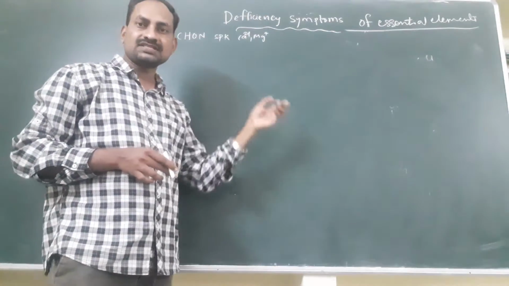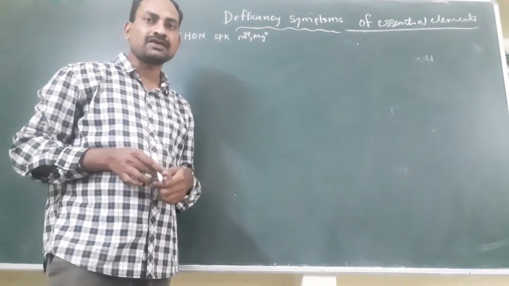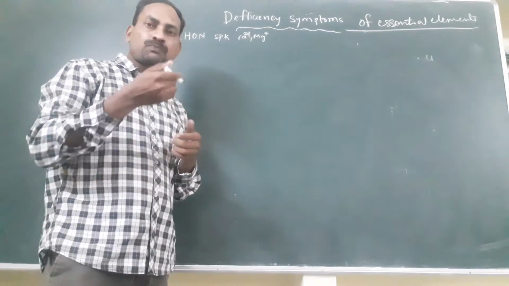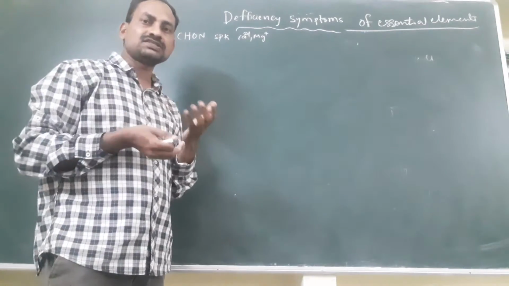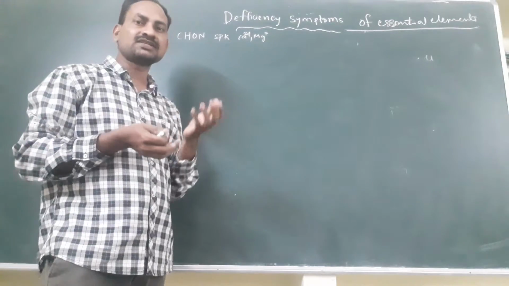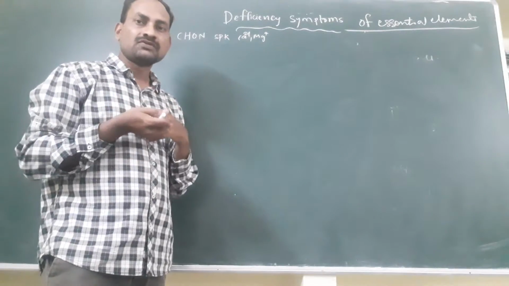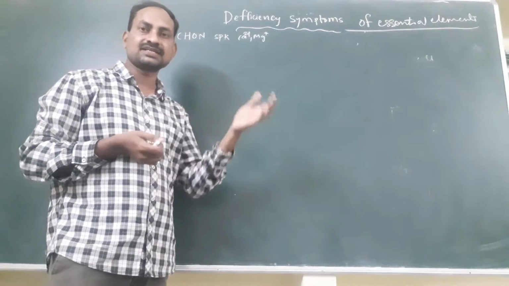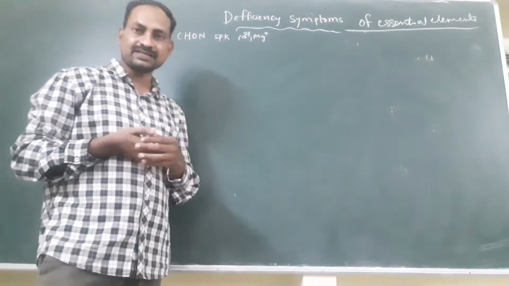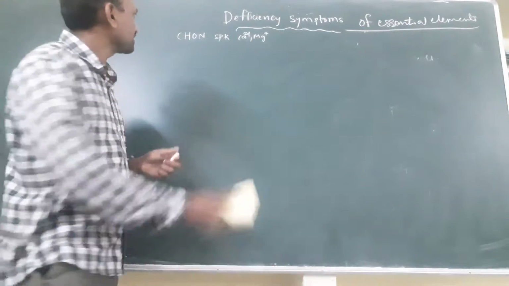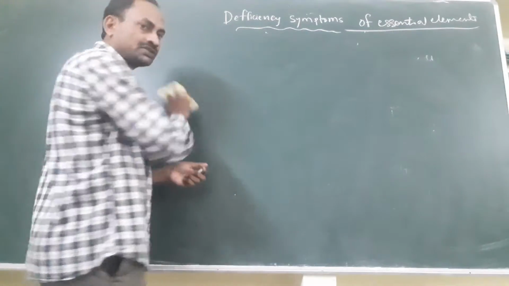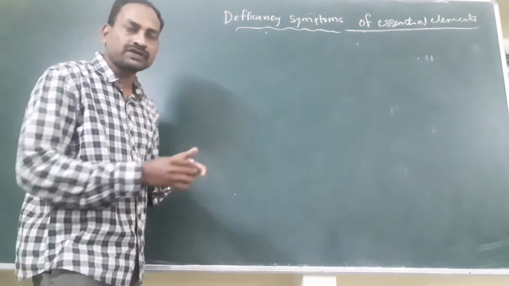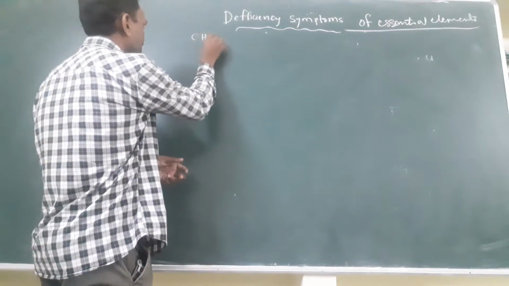If any one of these elements is deficient in the soil, how does the plant react to this deficiency, and what symptoms does it show? Let's discuss one element after another. First, we are going to discuss CHON: carbon, hydrogen, oxygen, nitrogen.